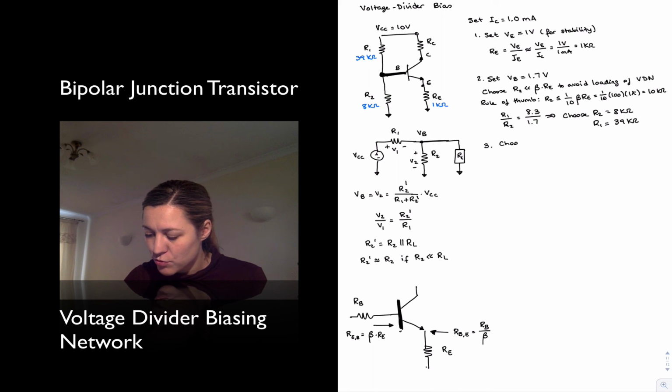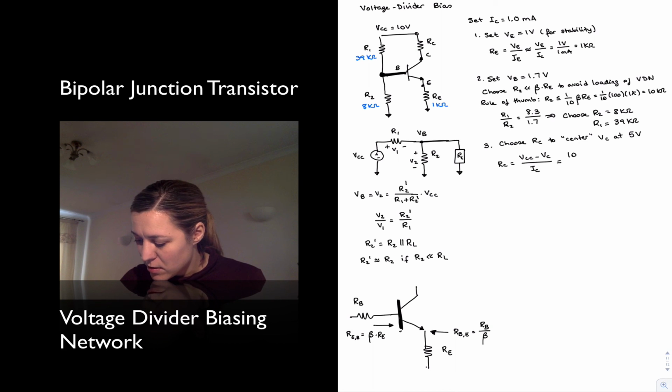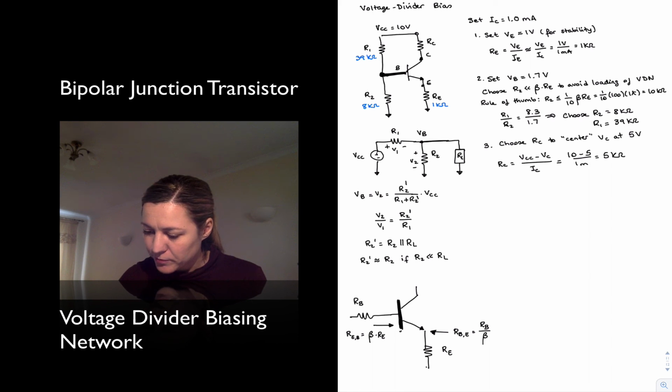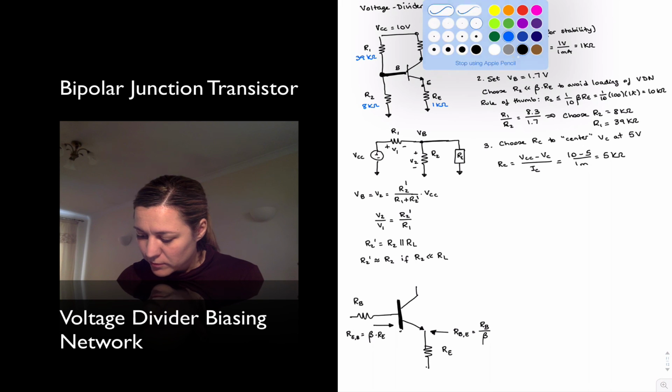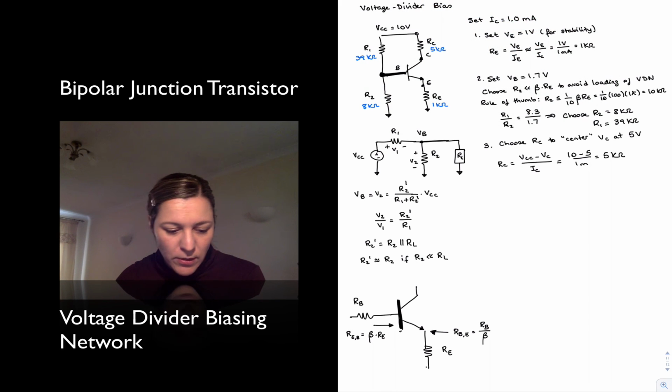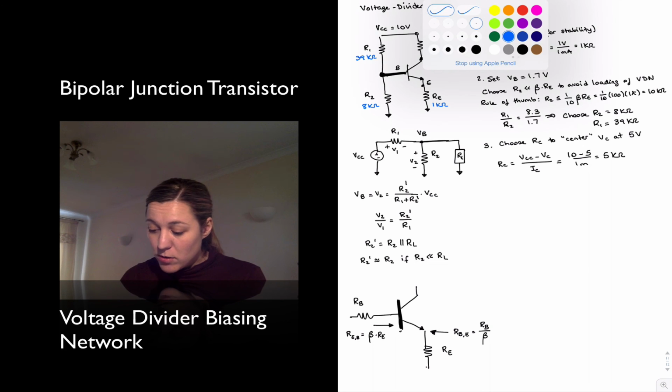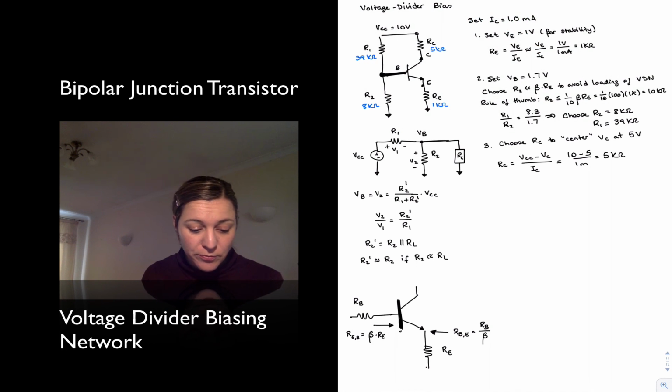So we choose RC to center VC at 5 volts. And RC is going to be equal to VCC minus VC divided by 1 milliamp, or IC. So 10 minus 5 divided by 1 milli is equal to 5 kilo ohms. And that's our last value.